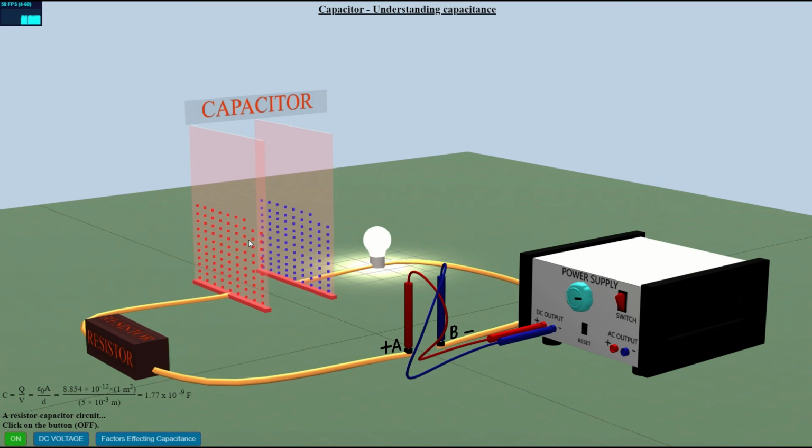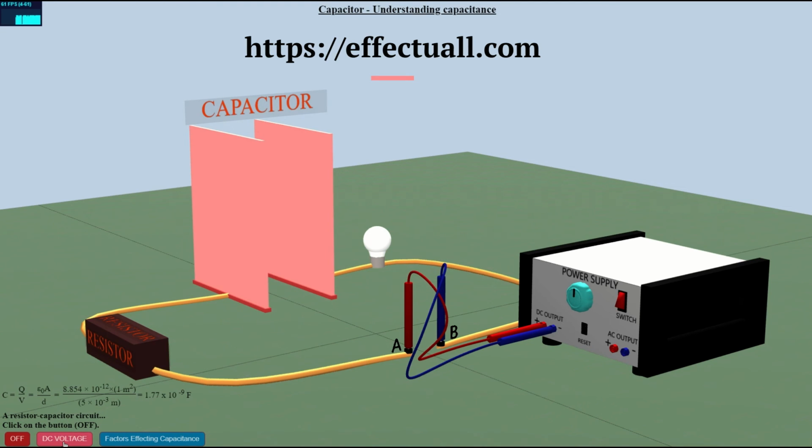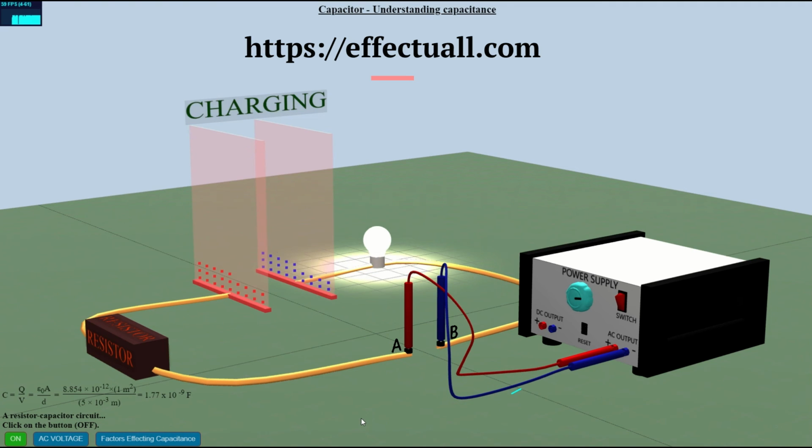In summary, the interactive 3D visualization of a capacitor explains how this electronic component stores electric energy in the form of an electric field.